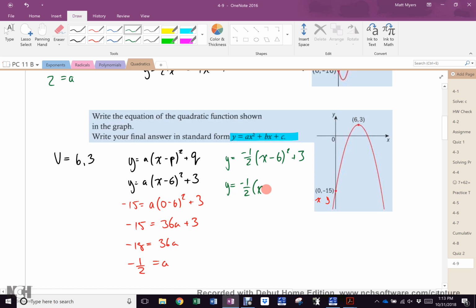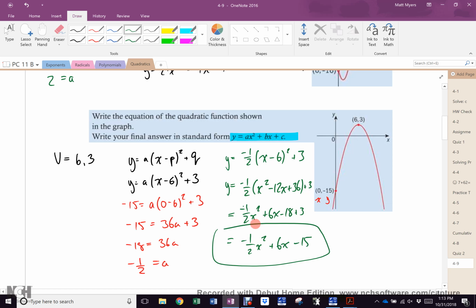Expand. x squared minus 12x plus 36 plus 3. Negative 1/2 x squared plus 6x minus 18 plus 3. Negative 1/2 x squared plus 6x minus 15. And then I check. My y-intercept needs to be negative 15. Is it? Looks pretty good to me. Everybody good?